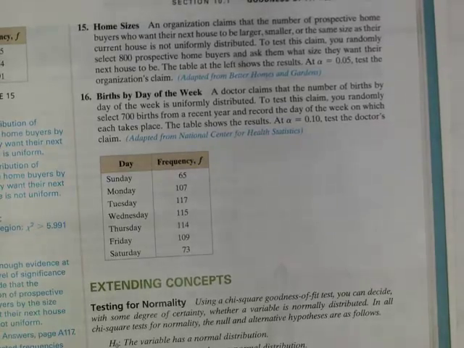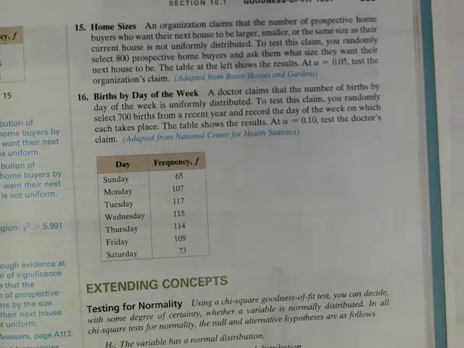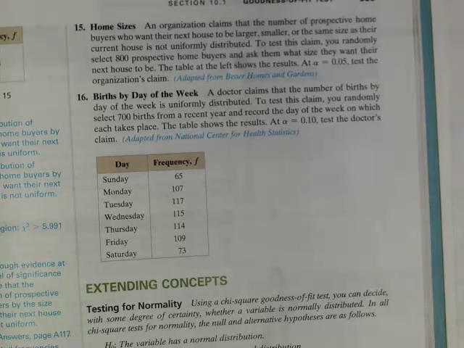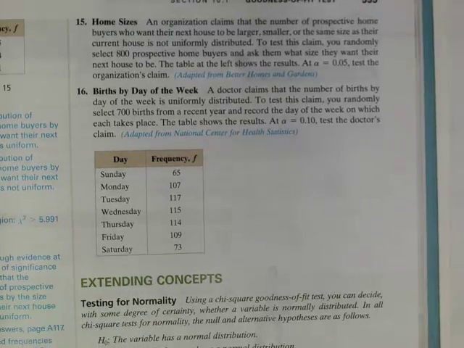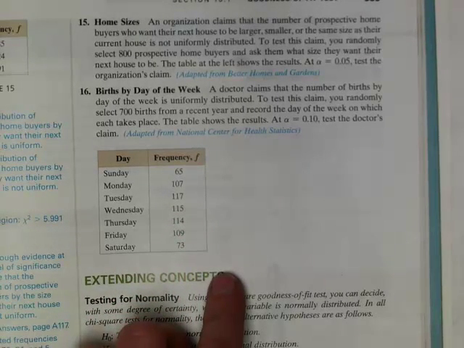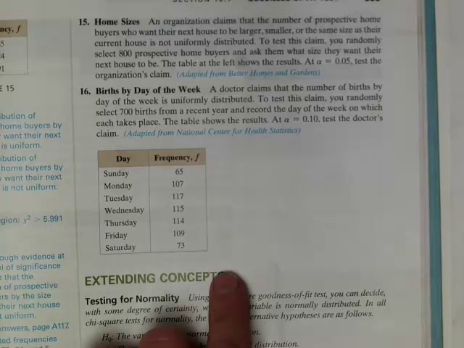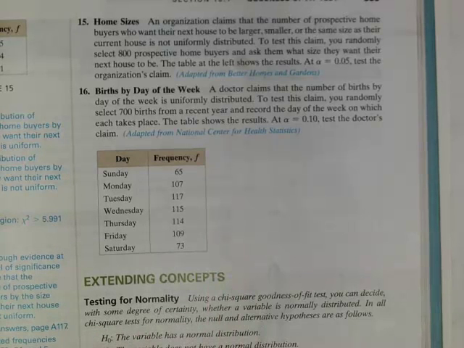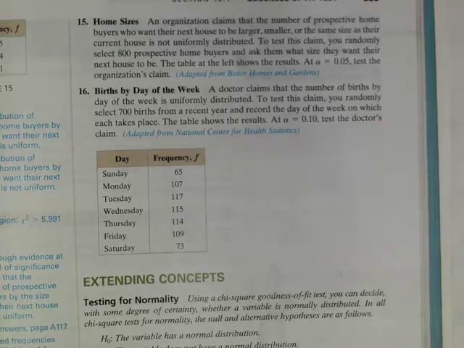Let's take a look at an example of a goodness of fit problem where the expected distribution is uniform. So for this problem, births by the day of the week, a doctor claims that the number of births by day of the week is uniformly distributed. To test this claim, you randomly select 700 births from a recent year and record the day of the week on which each takes place. The table shows the results. At alpha equal 0.1, test the doctor's claim.